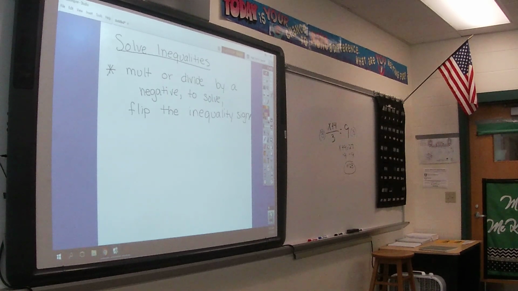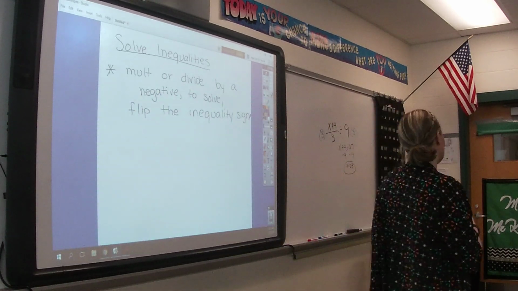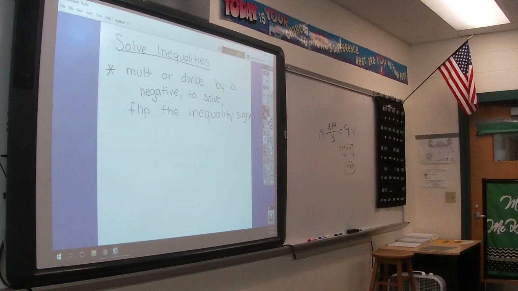Everything else is exactly the same. So we're still going to, if we see parentheses, we'll distribute. If we have like terms, we will combine them. Right? Large fractions, we will move the denominator. None of those pieces change.